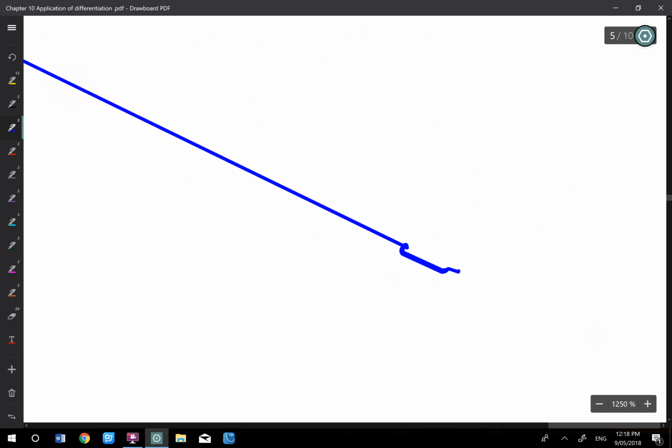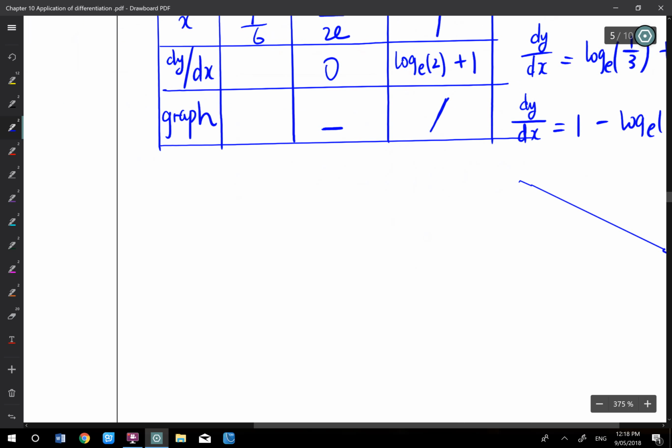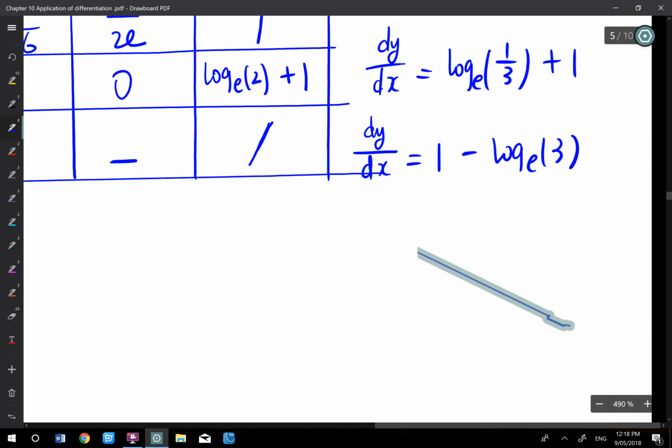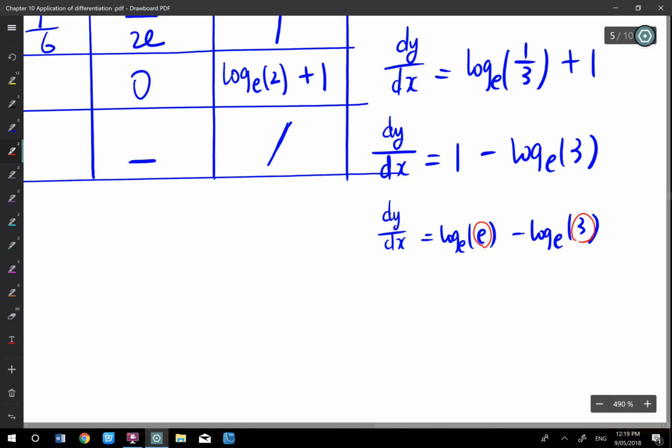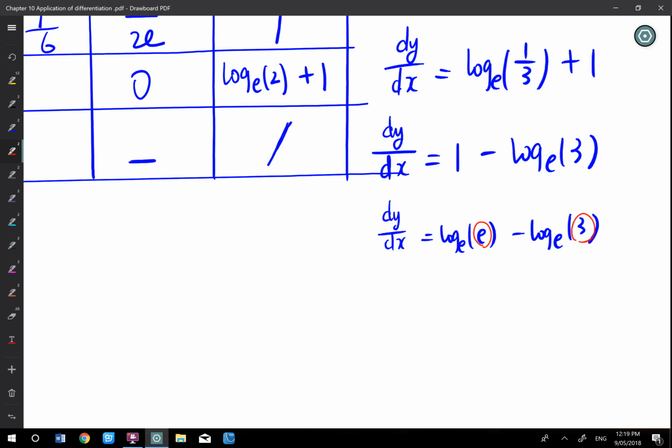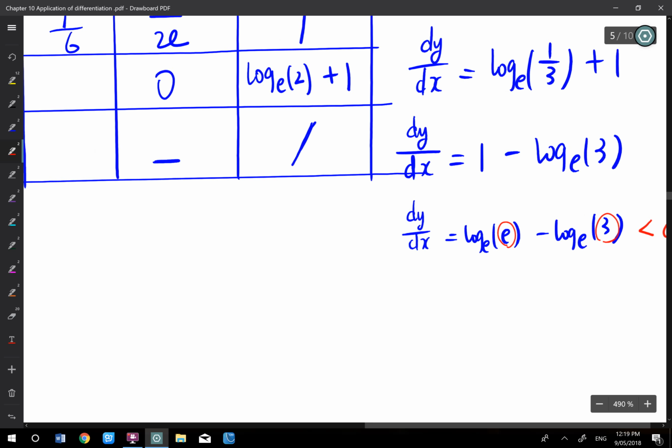Okay, and what's 1? 1 is log e, right? dy/dx is log e minus log e 3. Okay. Is this larger or this larger? Is e larger or 3 larger? 3 is larger. So which number is larger, front or back? The back one is larger. So overall, is this positive or negative? Negative. Okay, that will be negative. So that's how you can decide it.